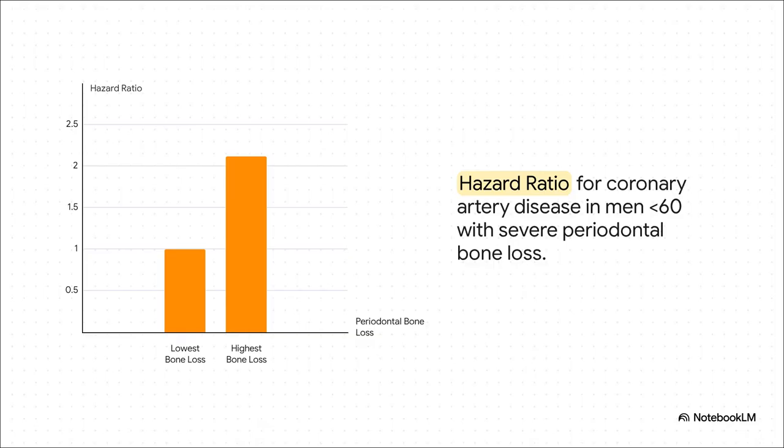And if you want to see just how serious that is, look at this. This study looked at men under 60 and compared to the guys with the least amount of periodontal bone loss, the ones with the most severe disease had a hazard ratio of 2.12 for coronary artery disease. That is more than double the risk. It's an incredibly powerful, direct link between the health of your mouth and the health of your heart.